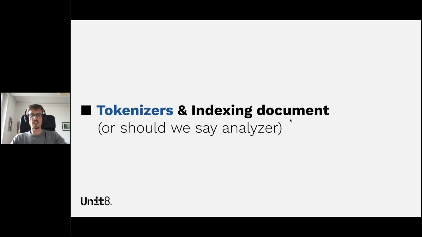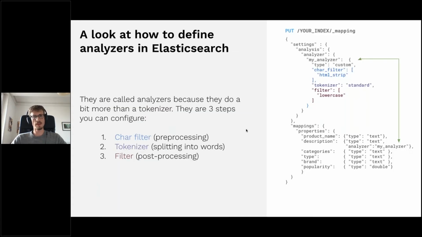Tokenizers are also called analyzers in Elasticsearch, because they do a couple more things than just tokenizing. They have three steps. The first step is some kind of pre-processing that allows you to remove characters that you don't want, for example, removing some HTML banners. Then you have the tokenizer itself, which takes what comes after the pre-processing and splits that into words. And then you have a filter that allows you to either remove some words or add some words, as we'll see later on.